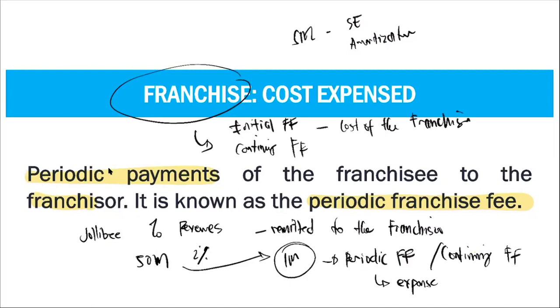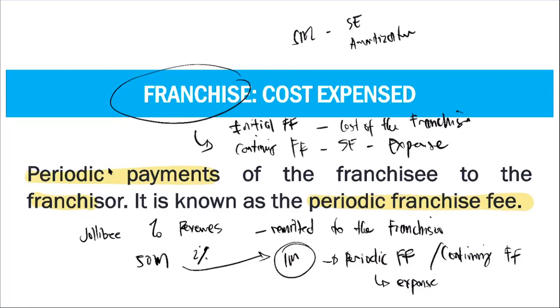While the continuing franchise fee, this is a subsequent expenditure, you will treat it as an expense. Okay? So again, problems concerning franchise, you will meet these different terms. Initial franchise fee, that is the cost of the franchise. The continuing franchise fee is the subsequent expenditure treated as an expense.